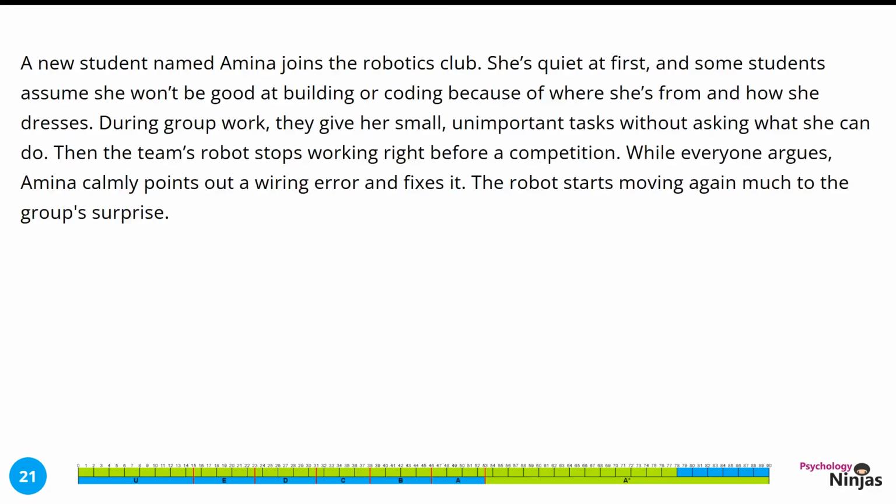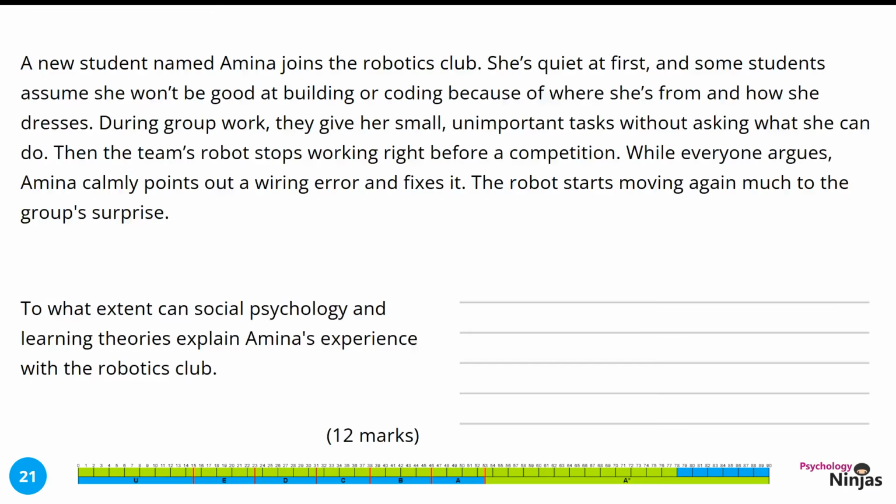A new student named Amina joins the robotics club. She is quiet at first, and some students assume she won't be good at building or coding because of where she's from and how she dresses. During group work, they give her small, unimportant tasks without asking her what she can do. Then the team's robot stops working right before a competition. While everyone argues, Amina calmly points out the wiring error and fixes it. The robot starts moving again, much to the group's surprise. To what extent can social psychology and learning theories explain Amina's experience within the robotics club?